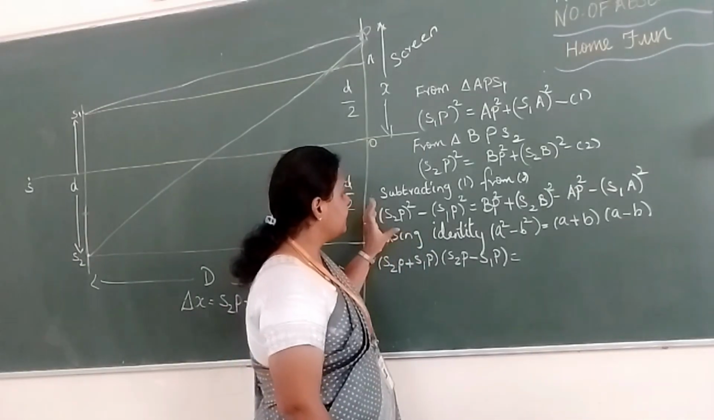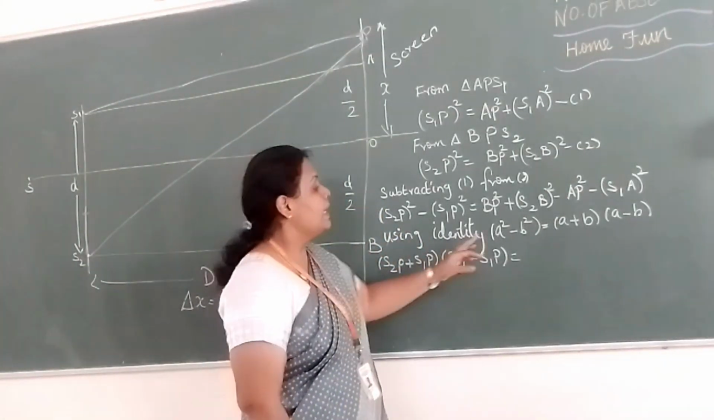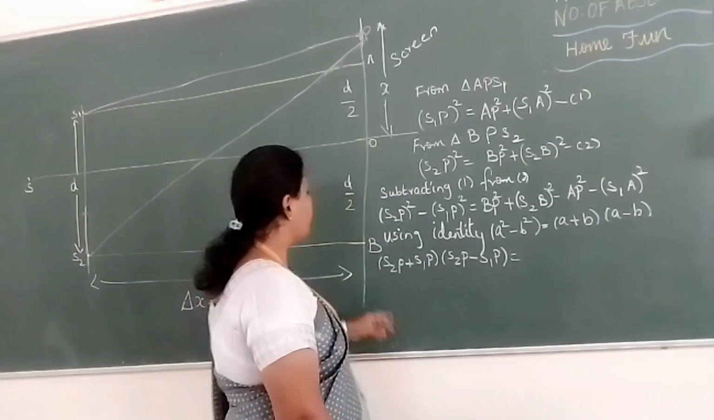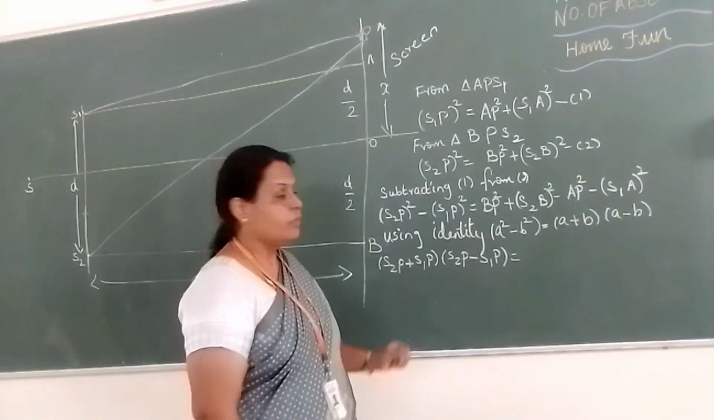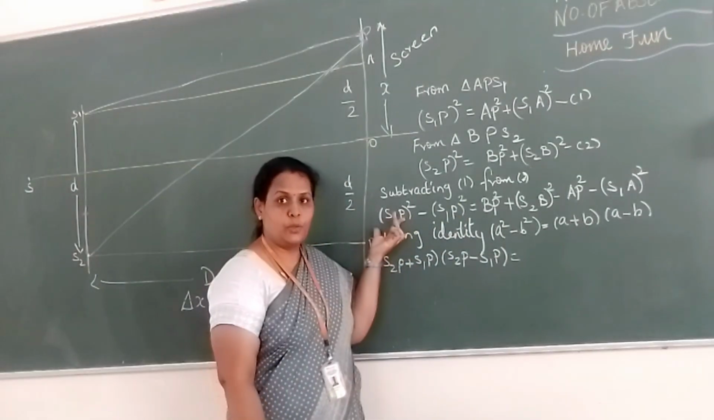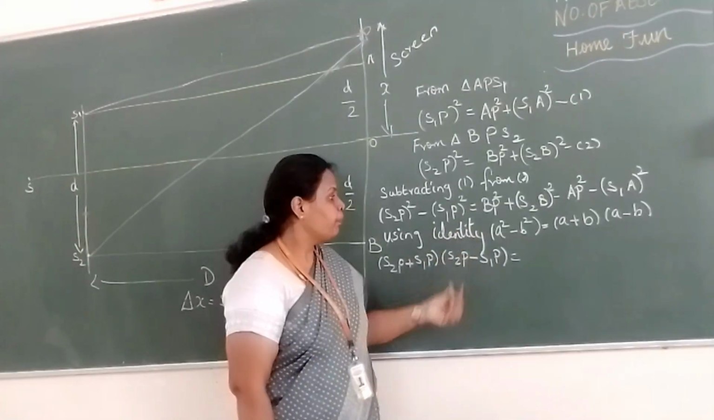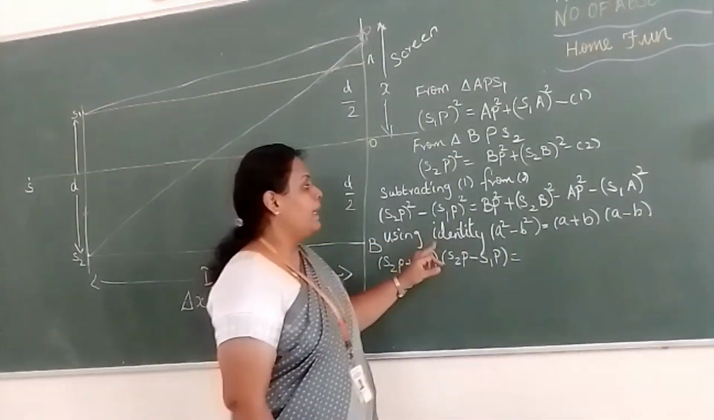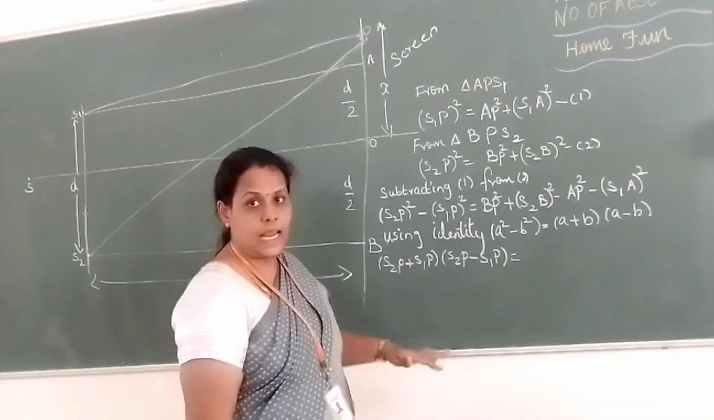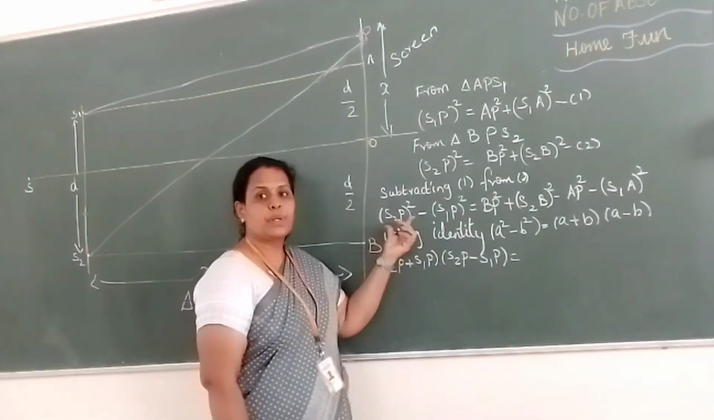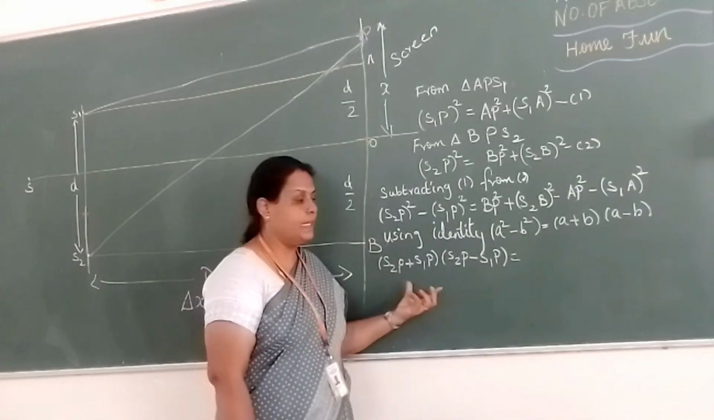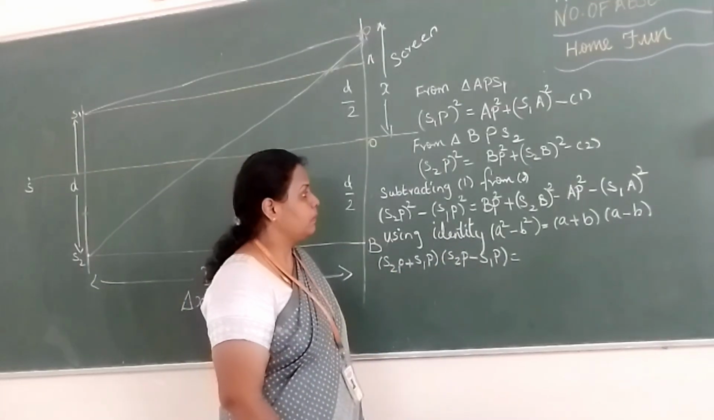So using identity, I am going to use the identity A square minus B square equals A plus B into A minus B. So what will happen here? This is the form A square minus B square, where my A is S2P and my B is S1P. So A square minus B square is equal to A plus B into A minus B. Like the same I have written S2P the whole square minus S1P the whole square equal to S2P plus S1P into S2P minus S1P.